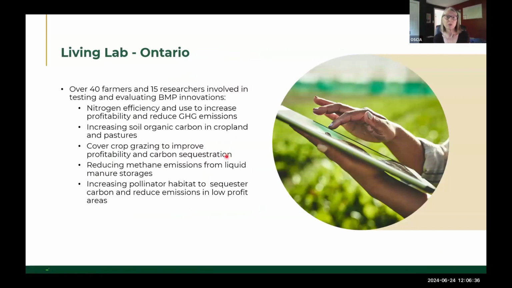We have over 40 farmers involved in Living Lab Ontario, and more than 15 different researchers involved in testing, as you're going to hear today, nitrogen efficiency and use to increase profitability and reduce greenhouse gas emissions. We're looking at projects to increase soil organic carbon in cropland and pastures, and cover crop grazing to improve profitability and carbon sequestration. We have producers who are looking at reducing methane emissions from liquid manure storages, and others who are looking at increasing pollinator habitat to sequester carbon and reduce emissions from low profit areas and other areas on their farm, as well as a variety of other projects that are integrated in.